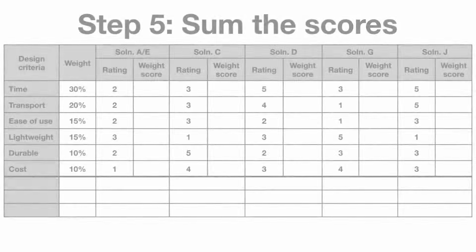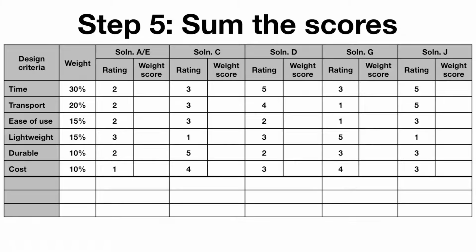Step 5 is to sum the scores to determine the rank of the solutions. We'll do this by multiplying the weight percents by the number rating to get the score. For example, for solution AE, we'll take time, multiplying a weighting of 0.3 by the rating of 2 to equal 0.6. And for transportation, a weight of 0.2 multiplied by the rating of 2 to equal 0.4. We then sum these numbers up to give the final score.